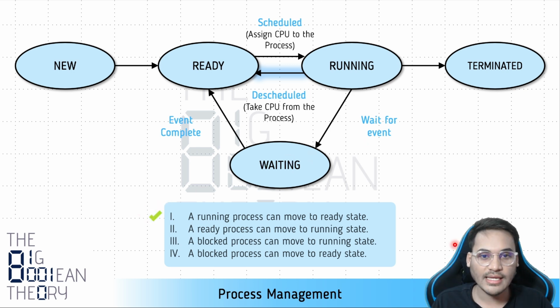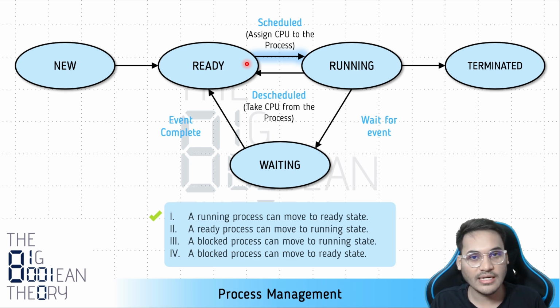So let us look at the next statement, the second statement. It says that a ready process can move to a running state. So we have to say whether this is true or not. As you can see in the process state diagram, there is a transition from the ready state to running state, and this is quite obvious, right? This is obviously true.